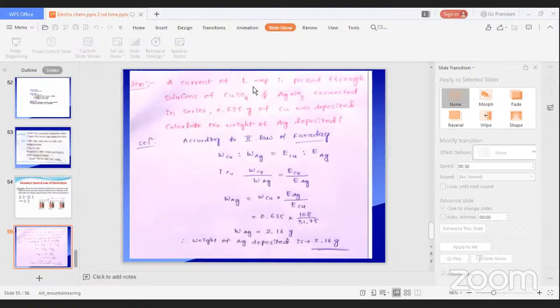One mathematical problem regarding Faraday's second law: a current of 1 ampere is passed through a solution of copper sulfate and silver nitrate connected in series. 1 ampere of current is passing through the copper sulfate as well as silver nitrate solutions. So what is happening?